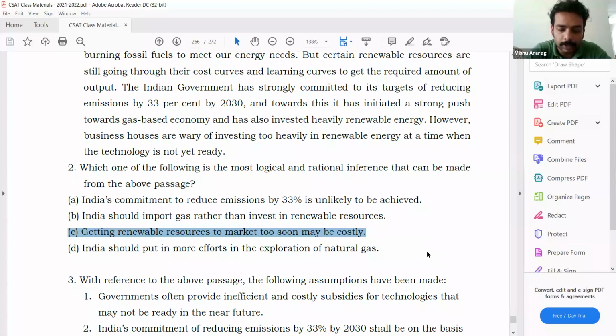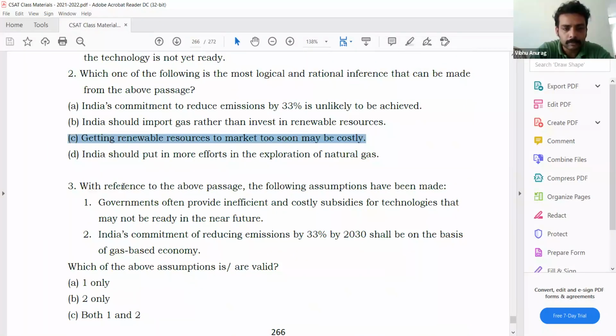Did you get C for this one? Got C? Okay. Then there is another question with this. That is, with reference to the above passage, following assumptions have been made.